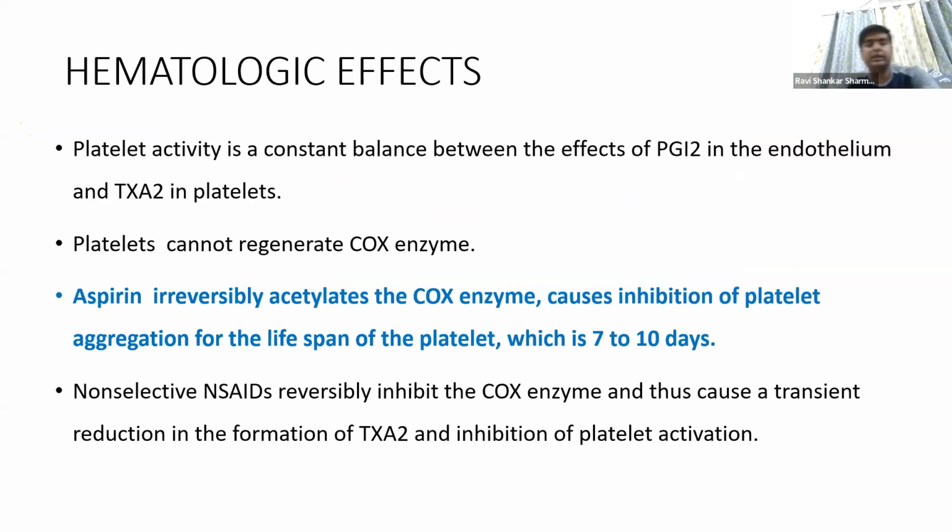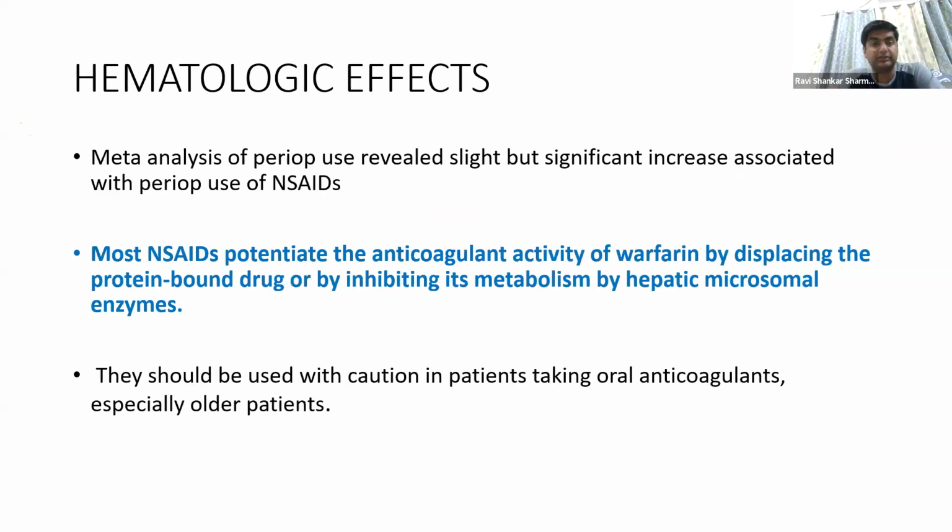Talking about the overall adverse effects, hematological adverse effect is mostly with aspirin, which irreversibly acetylates the COX enzyme, as I told you, and it takes around 7 to 10 days for complete reversal of this therapy. Hematologically, yes, mostly NSAIDs potentiate the anticoagulant effect of warfarin by displacing the protein-bound drug or by inhibiting its metabolism by hepatic microsomes. As I told you, most of these NSAIDs are protein-bound, like somewhere 70%, 60%. So whenever you are using warfarin in these patients, keep it clear. It comes with some warning.